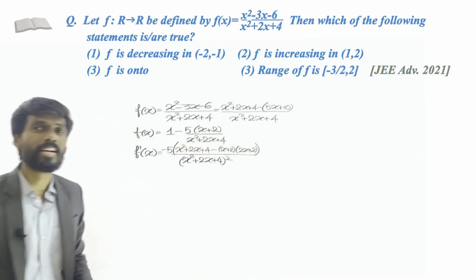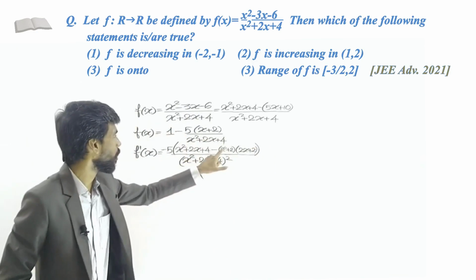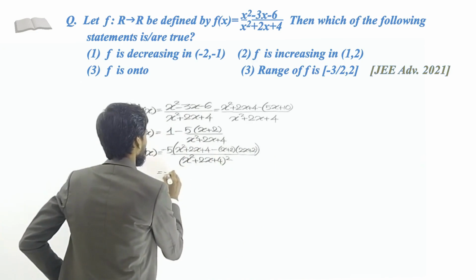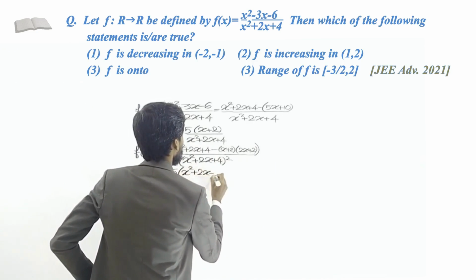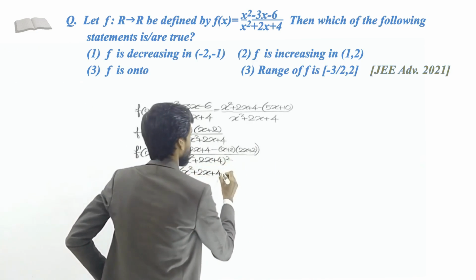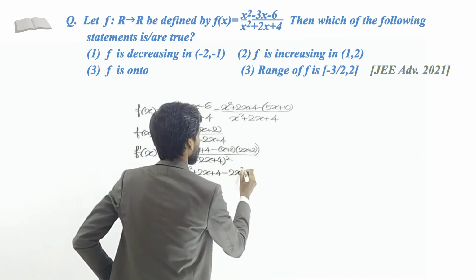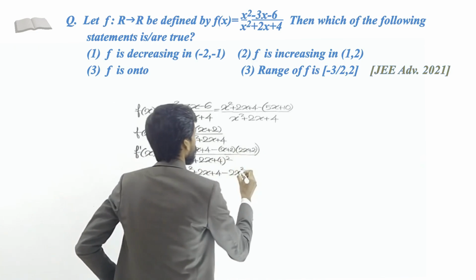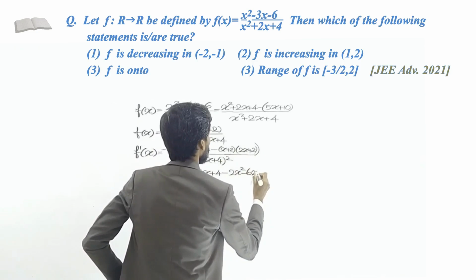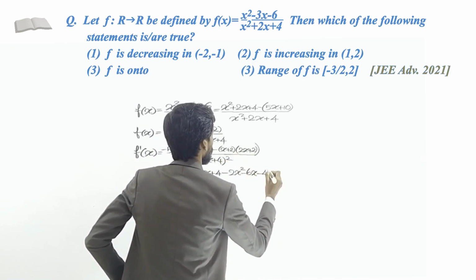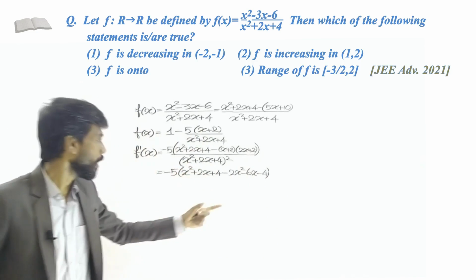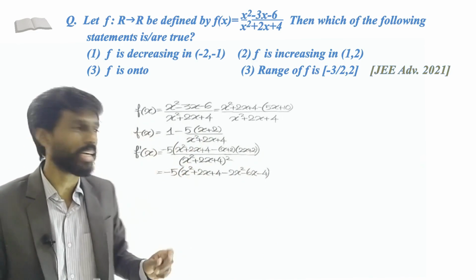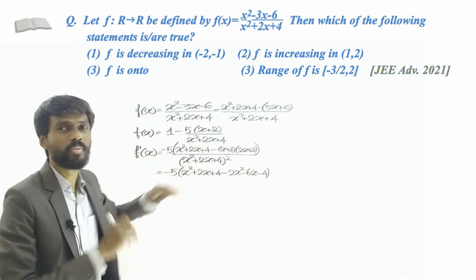Now we will see where it is positive or negative. First of all we will simplify this. So this is minus 5 multiplied by (x squared plus 2x plus 4) minus 2x squared, then 4x plus 2x, so 6x, so minus 6x, and then minus 4. I'm not writing the denominator because the denominator is anyway positive. Only the numerator you have to check whether it is positive or negative. Because the denominator is positive, we can leave that.